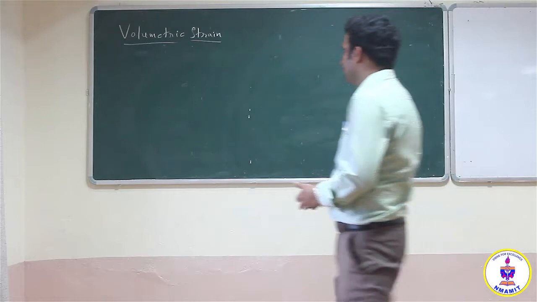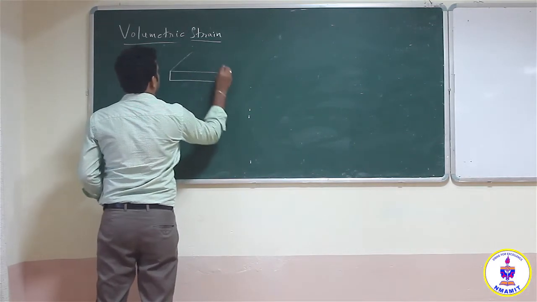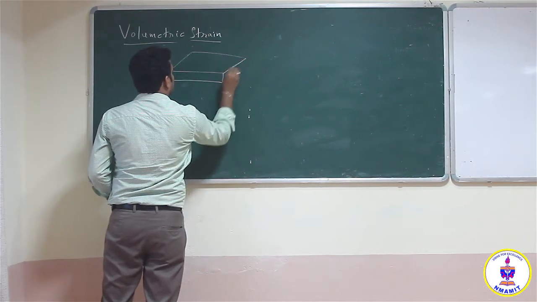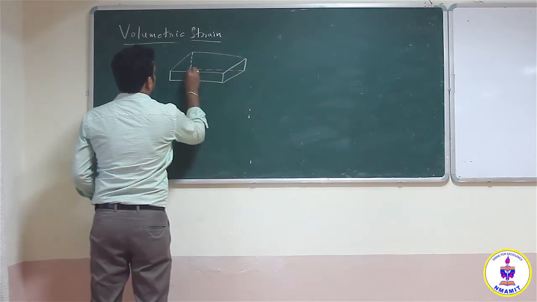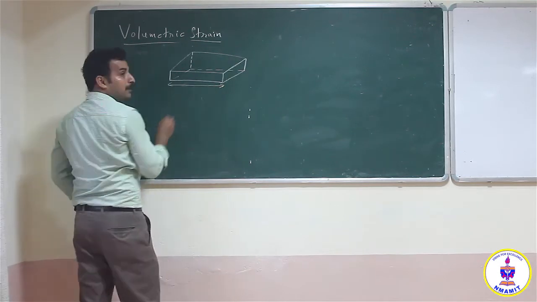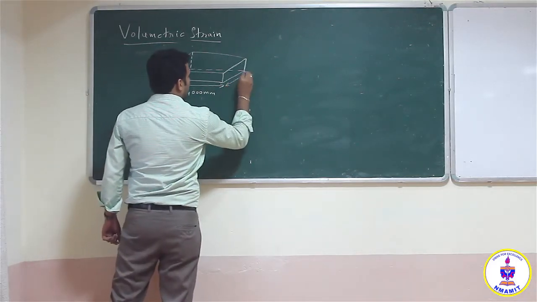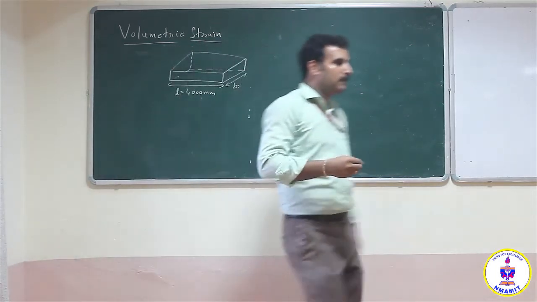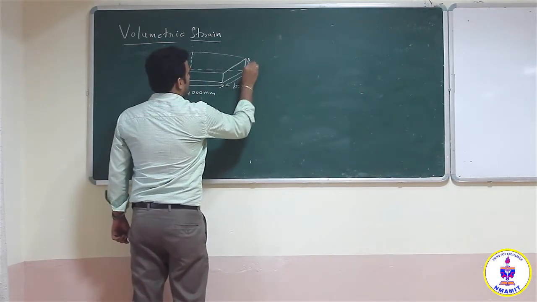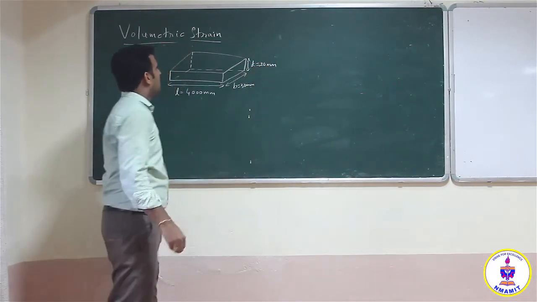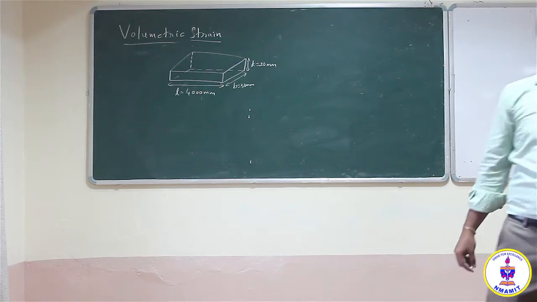So they have given a rectangular bar which is four meter long, that is, length is 4000 millimeter, and 30 millimeter wide, so B is equal to 30 millimeter, and 20 millimeter thick, that is depth equal to 20 millimeter, subjected to a force of 30 kilonewton in the direction of length.